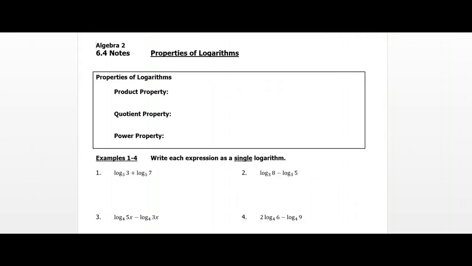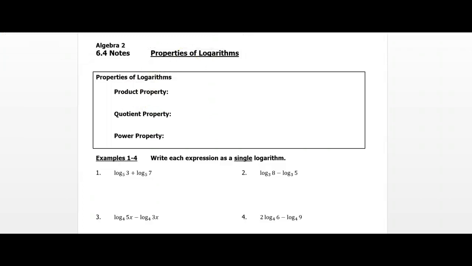Hey guys, next lesson here we'll continue looking at logarithms, and we're going to talk about some properties of logarithms here in this video. So the properties of logarithms are actually going to stem from your properties of exponents, so I want to take some time to review those as we talk about three main properties today.